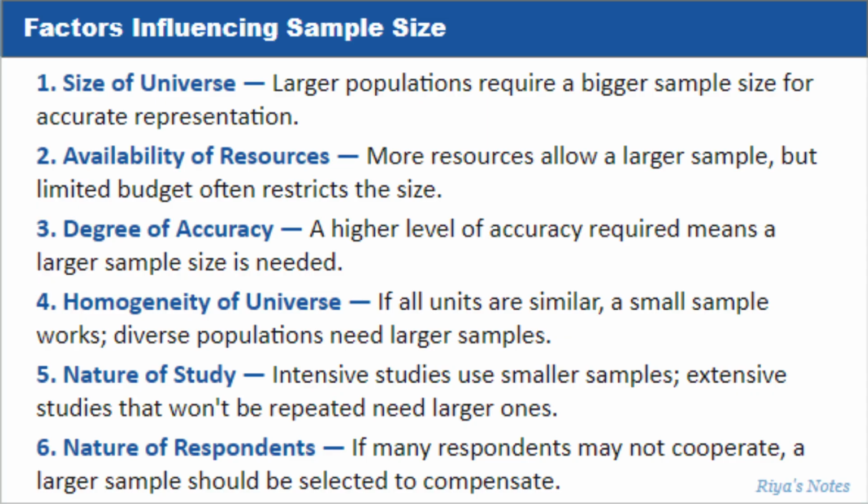4. Homogeneity of universe. If all units are similar, a small sample works. Diverse populations need larger samples. 5. Nature of study. Intensive studies use smaller samples. Extensive studies that won't be repeated need larger ones. 6. Nature of respondents. If many respondents may not cooperate, a larger sample should be selected to compensate.